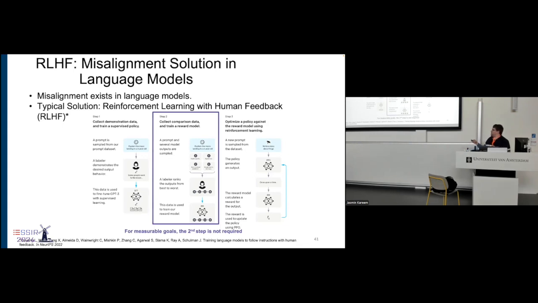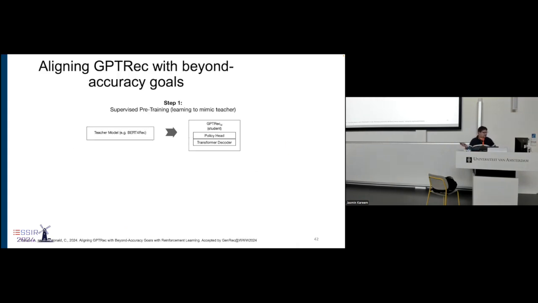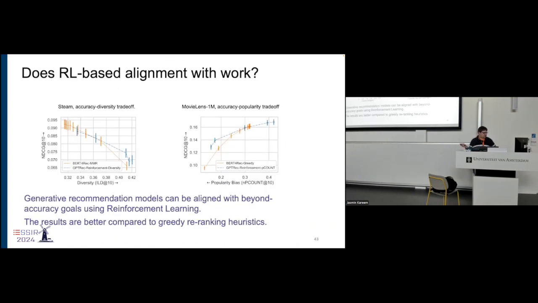Or if we say that our goal is measurable, right? So for example, if we have some metric that says, okay, here is how I measure diversity. Given this recommendation, the diversity is 0.5. Then we don't need this human in the loop step, and we can directly use this measure as our reward that says, okay, this is good or this is bad. Yeah, so I will skip that.